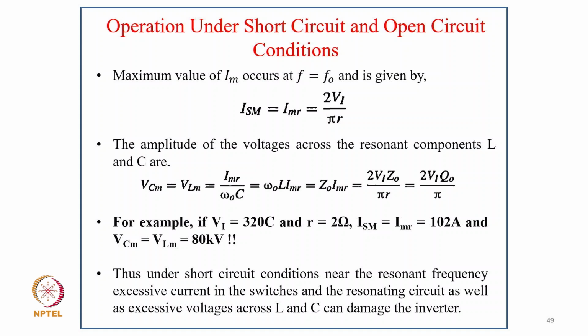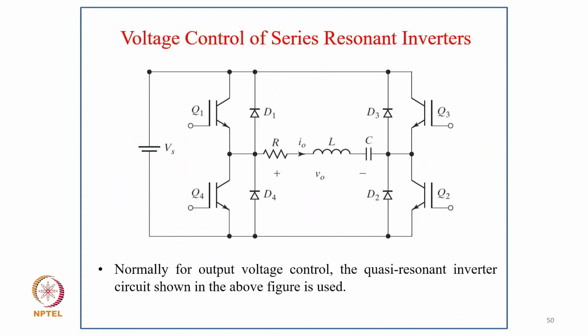So for example, if V1 is Vi equal to 320 volt, R equal to small r equal to 1 ohm, ISM equal to IMR equal to 102 ampere, and VCM equal to VLM equal to 80 kilovolt. So thus under short circuit condition near the resonant frequency, excessive current in the switches and the resonant circuit as well as excessive voltage across L and C can damage the inverter.